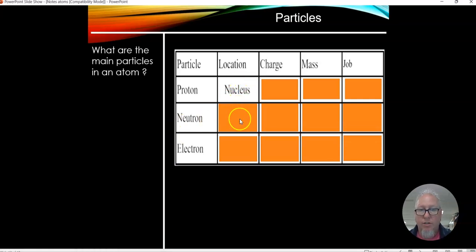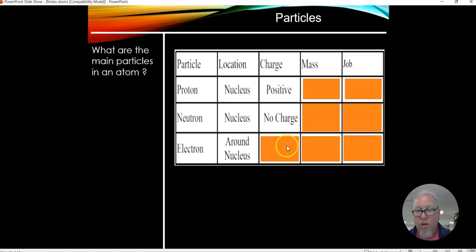So where we last left off was with this, and on this particular screen we found out that the location of the proton is in the nucleus, the location of a neutron is also in the nucleus, and the electrons are around the nucleus. A proton has a positive charge, a neutron has no charge, and an electron has a negative charge. These are things that should already be in your notes from the last class period. If they're not, feel free to pause this video and write any of this information down that you see fit.